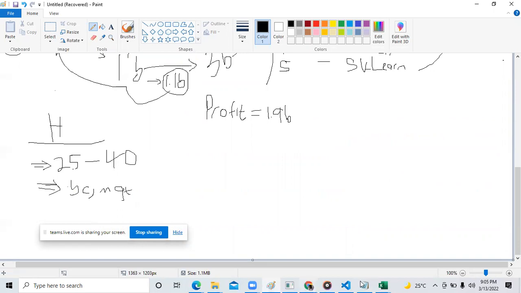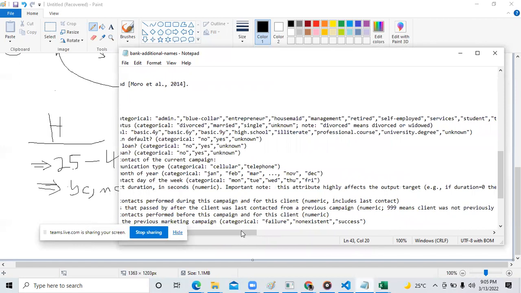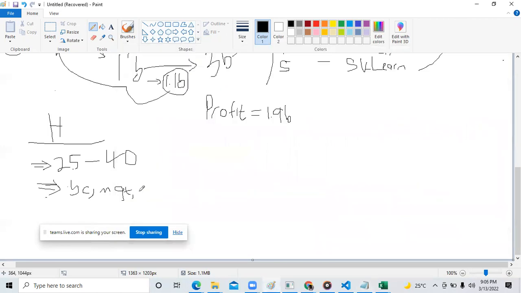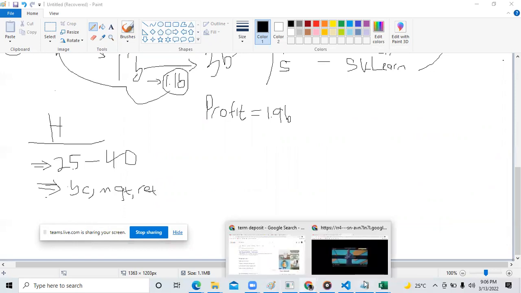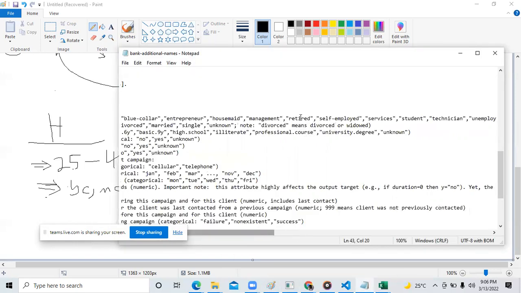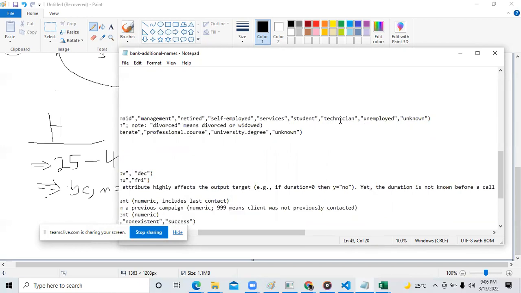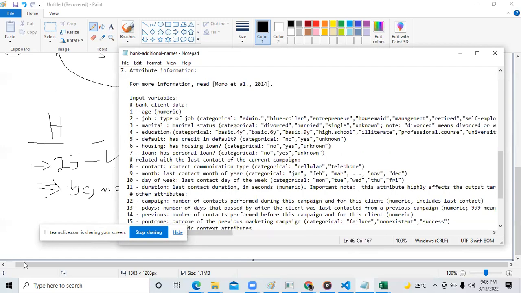This is just my hypothesis. Retired guys too will have money because they used to collect gratuity. Abi? So retired guys will have some money. Services, I don't think so. Students, poor. Technicians, nonsense. Unemployed, no. Right? So that's my hypothesis regarding job.